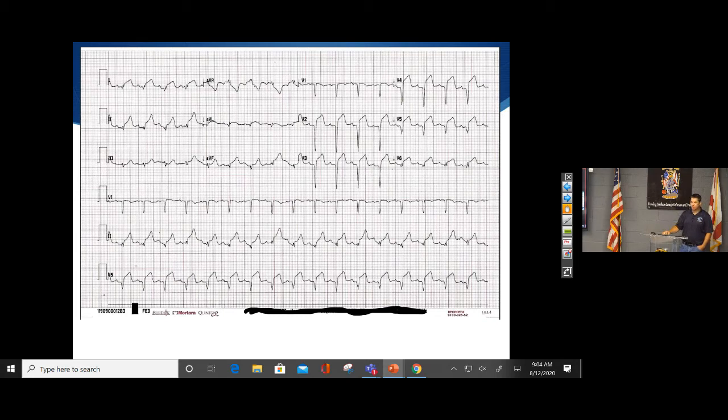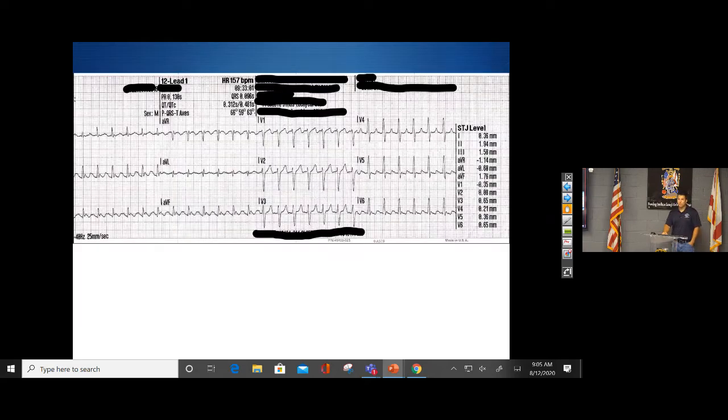So again here, what's the elephant in the room? I think I might have hit that. Elevation where? V2, V3, V6, V5, V4. Right. So anatomically, what would you say? Right. So kind of an anterolateral, maybe high lateral, lead I and aVL as well. Okay. What about this? Okay, good.